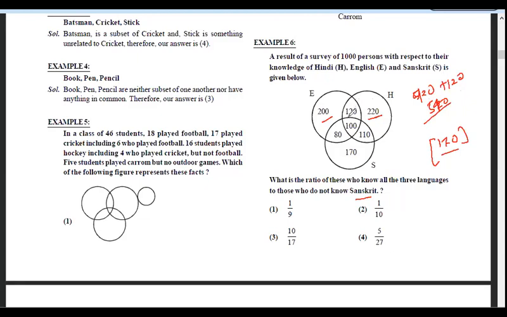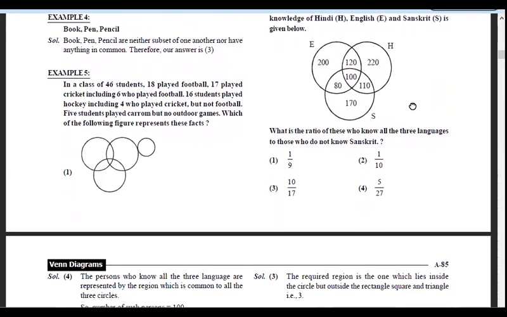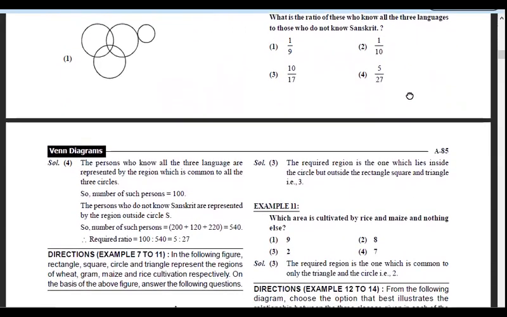Now how many students know all the languages, which is 100? So 100 by 540. So that should be 4. Got it? Very good. Easy. Let's see the answer. The answer is 4. Yes, very good. Okay, next one.